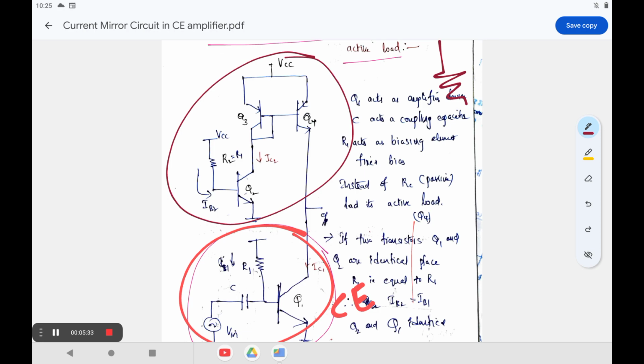Let us see here this Q1 transistor and this Q2 transistor. Both have identical characteristics.